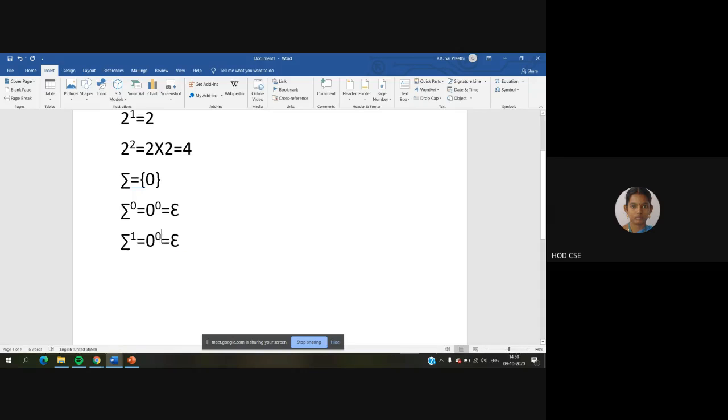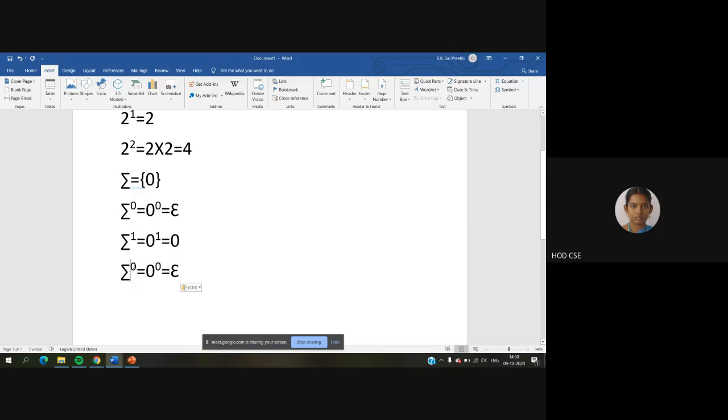which is nothing but 0 power 1. Here power means how many times the respective symbol is repeated. So 0 is repeated one time. What string are you getting out of it? It is 0. One time the 0 is repeated, it is 0.